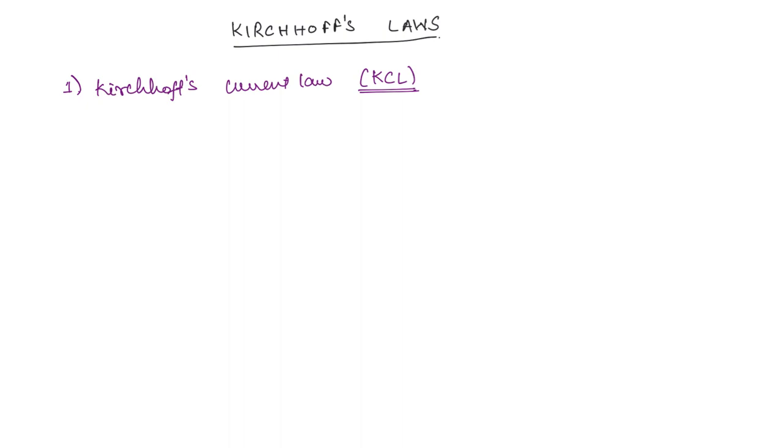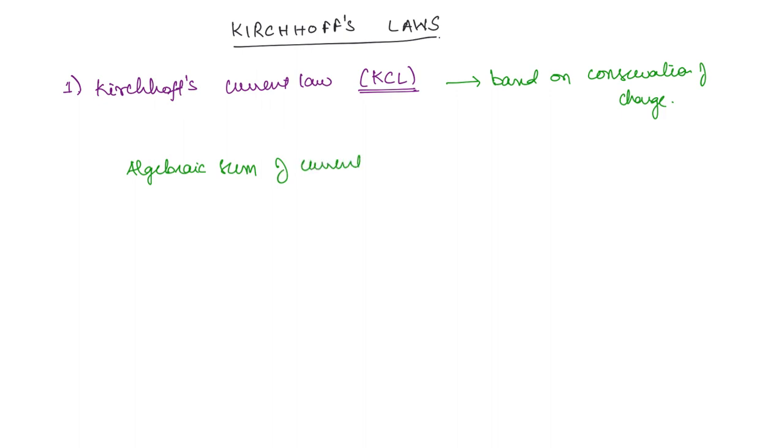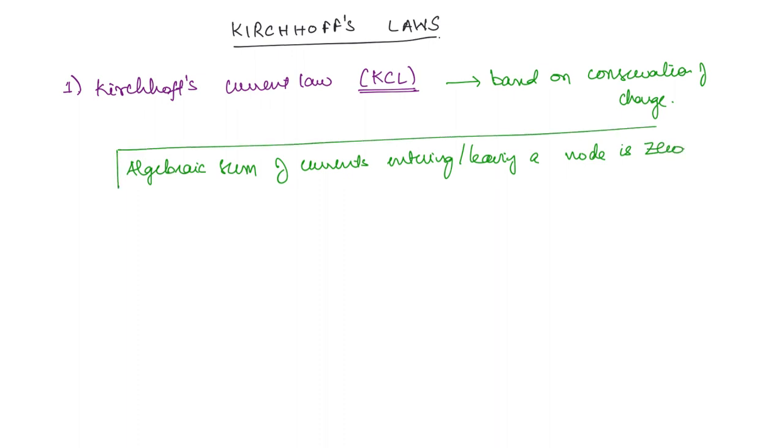Kirchhoff's current law is based on the law of conservation of charge. What was the law of conservation of charge? Charge can neither be created nor be destroyed. So according to Kirchhoff's law, the algebraic sum of currents entering or leaving a node is 0. This is the law.